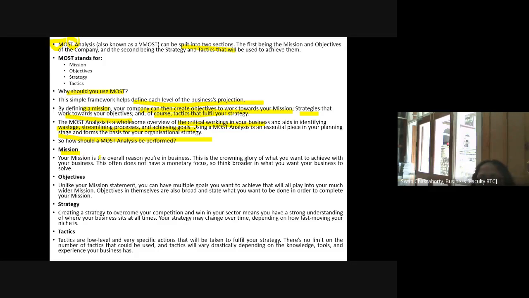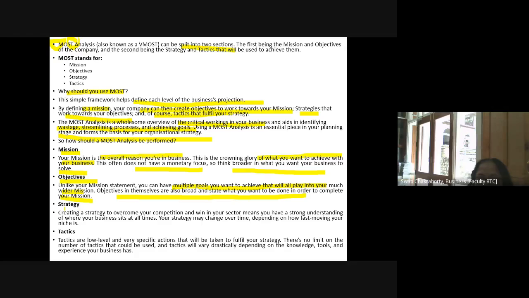Mission is the overall reason for any business. This is something which every business wants to achieve, and it does not have a monetary focus. So think broader about what you want your business to solve. Objectives: unlike the mission statement, there can be multiple goals that you want to achieve that will play into a much wider mission. Objectives in themselves are broad, and they also state what you want to be done in order to complete your mission.